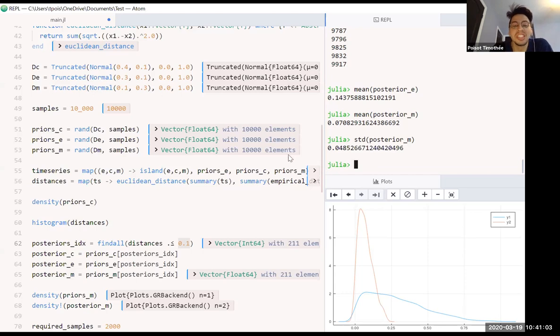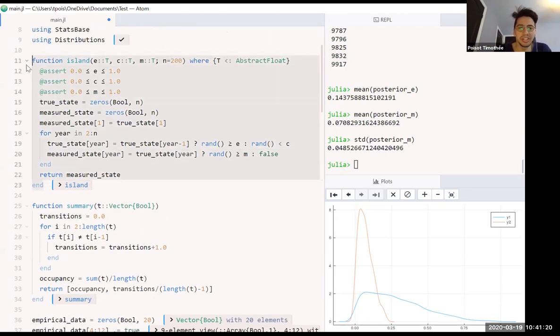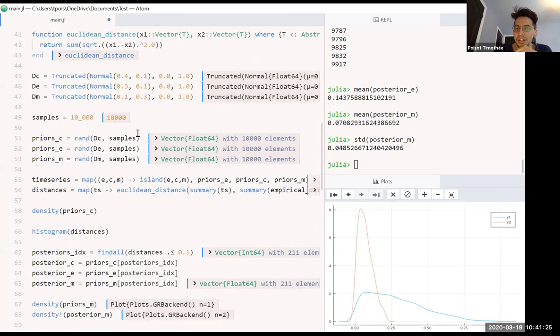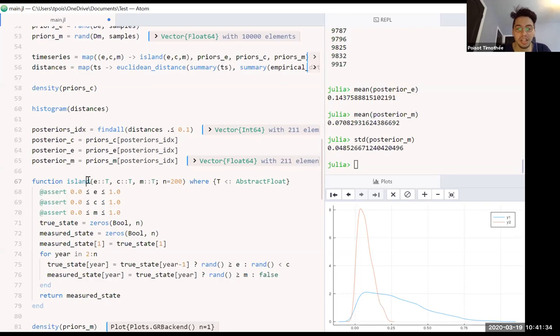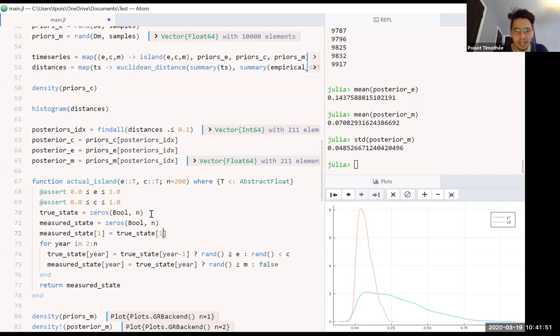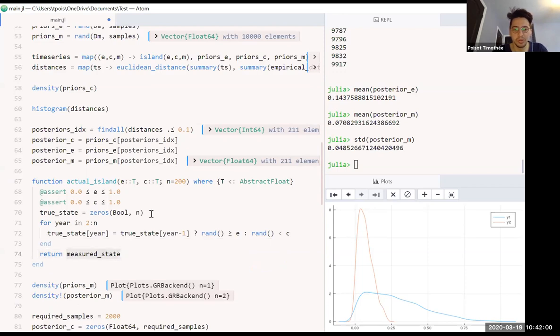Now, the interesting thing here is that we have created a sample of the posterior distribution for all three parameters. And for example, what we may want to do is use that to generate some data. But the data we were generating so far were only data about the measurement. And we want to think about the actual distribution of insects on this island. So let's write a function called actual island. And the actual island only takes two parameters, which are the rate of extinction and the rate of colonization, because we're not making any mistake here. There is no measured state, it's only a true state, and we get the true state.